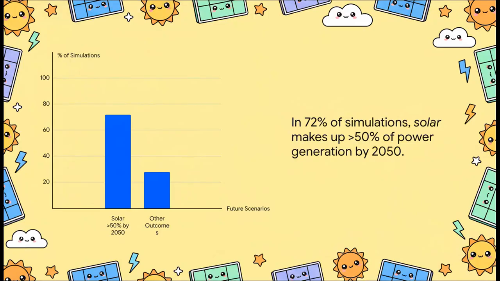And you can see what that looks like in their projections. When the researchers ran thousands of simulations based on these trends, almost 3/4 of them ended with solar providing more than half of all of our electricity by 2050. That suggests solar dominance isn't just a wild idea, it's actually the most likely future.